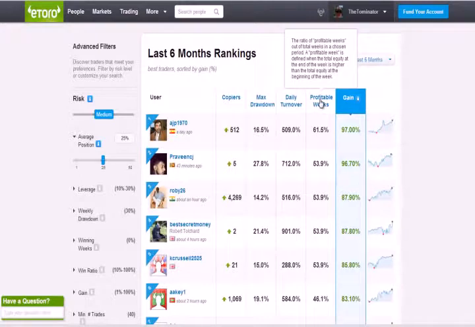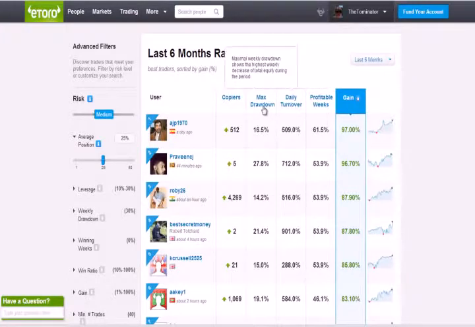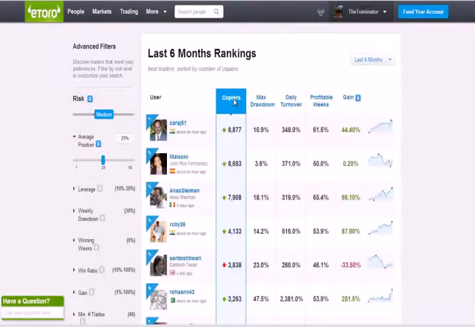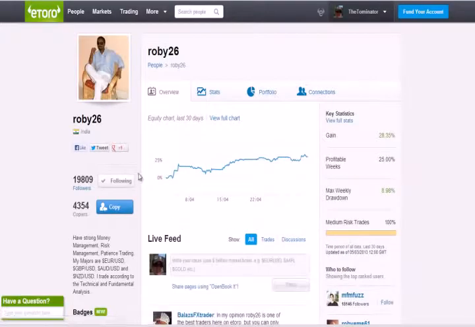And a profitable week is defined when the total equity at the end of the week is higher than the total equity at the beginning of the week, and that includes open positions as well. We also have daily turnover and max drawdown that shows you what was the worst week that this trader had during this time frame. And we also have number of copiers. By clicking on number of copiers, we can see that these traders have thousands of people who are actively copying their investments. And by clicking on their profile, we can investigate their activity and make an educated decision whether or not we want to copy them.